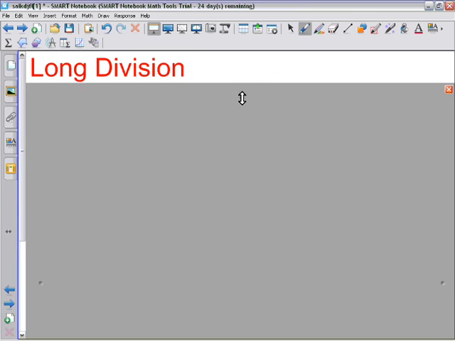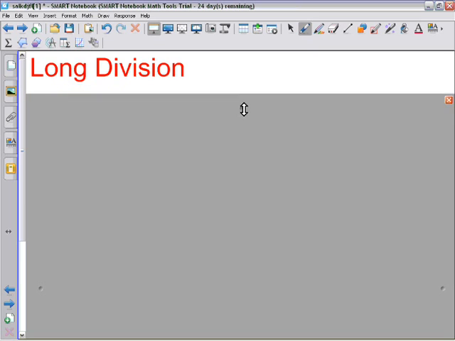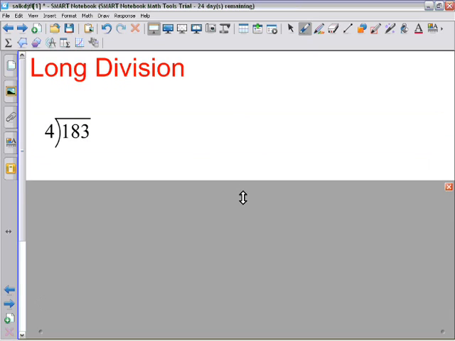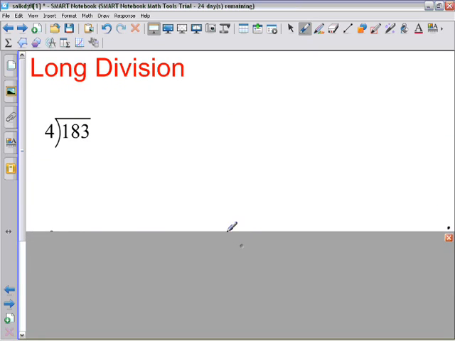Now we're going to talk about long division of polynomials. To do long division with polynomials, you can do it the same way as if you were dividing regular numbers. Like this small example, 183 divided by 4. You divide the 4 into the 18 and you get 4. Multiply the 4 with the 4 and you get 16. Subtract the two numbers to get 2. Bring down the 3 to get 23.